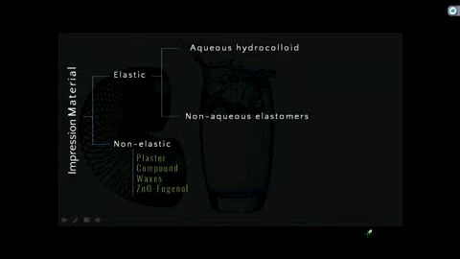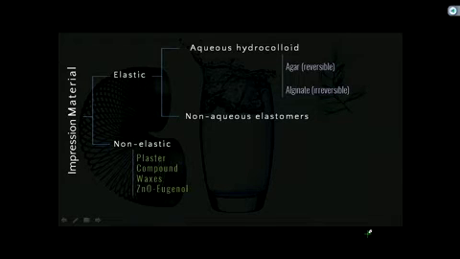If we further classify materials in the elastic category, we have aqueous hydrocolloid and non-aqueous elastomers. So what is an example of an aqueous hydrocolloid? Answers are all in there. I don't know why I ask you guys. All right. Alginate and agar. So one is reversible. The other is irreversible.